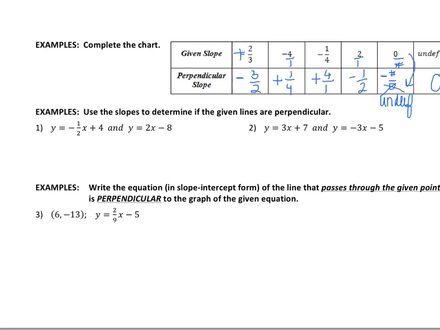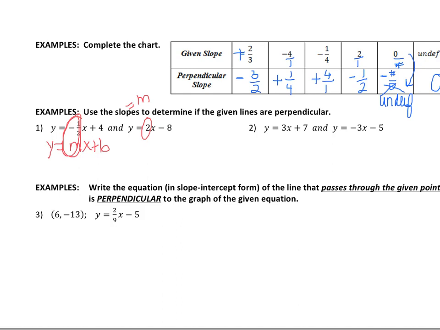Okay, let's look at these next examples. It says use the slopes to determine if the given lines are perpendicular. Well, in this first example, it looks like we have these equations written in slope-intercept form, which, if you remember, is y equals mx plus b. So what letter stands for slope? Well, the slope is your m. So if I look at my m in this first equation, it's going to be -1/2. Well, in this second equation, y equals mx, so m would be 2.